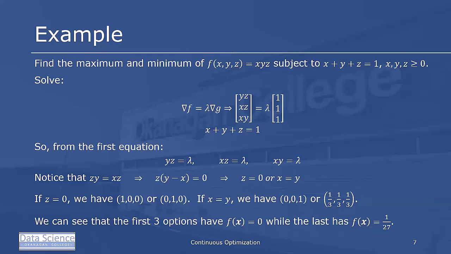We can see that the first three options, 1, 0, 0, 0, 1, 0, and 0, 0, 1, we have f of x equals 0. Well, the other one, we have f of x equals a third cubed, or 1 over 27, which will be our maximum. Remember to check your boundary cases. That's when x, y, and z are all 0. And then again, when x equals 1, y equals 1, and z equals 1. And of course, we cover all of those options in the solutions that we have.